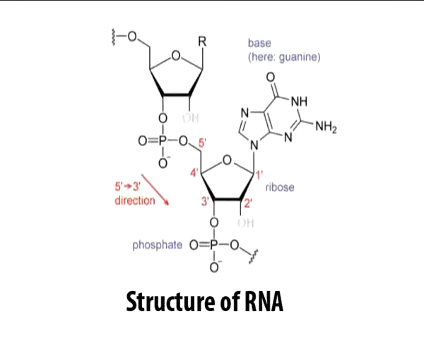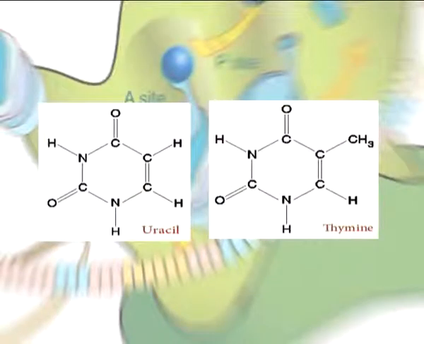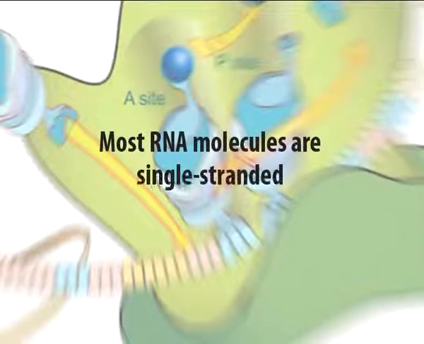There are two differences: RNA contains the sugar ribose, while DNA contains a slightly different sugar, deoxyribose, a type of ribose that lacks one oxygen atom. And RNA has the nucleobase uracil, while DNA contains thymine. Uracil and thymine have similar base pairing properties. Like DNA, most RNA molecules are single-stranded.